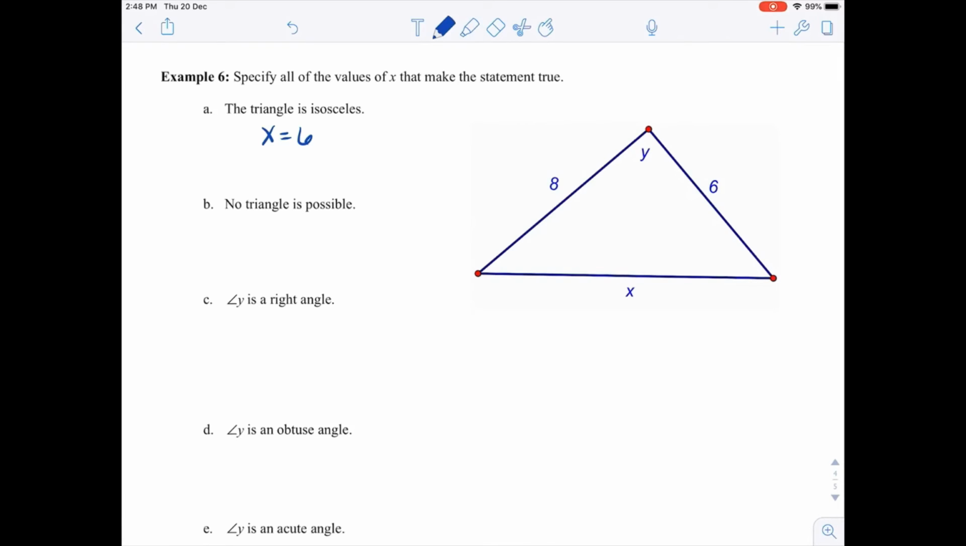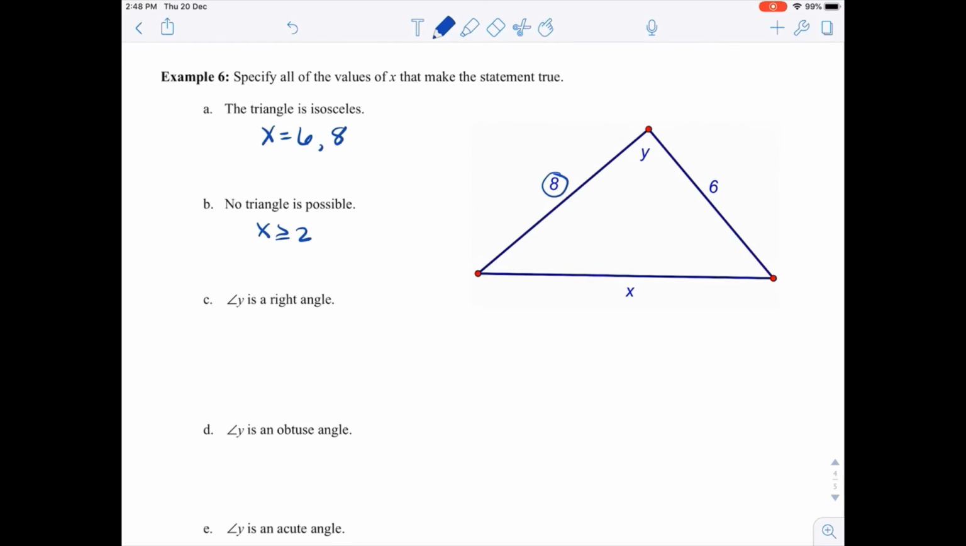But what if x is 8? 6 plus 8 is 14, which is greater than 8. So it could also be 8. Now, part B, no triangle is possible. Well, if no triangle is possible, then we've got to figure out what wouldn't work here. So let's say 8 is the longest side. If 8 is the longest side, then I'd say 6 plus x would have to be greater than 8, which means that x would have to be greater than 2, because if it's 2, it still won't be a triangle, but if it's 3, then we know we have a triangle, or even 2.1.